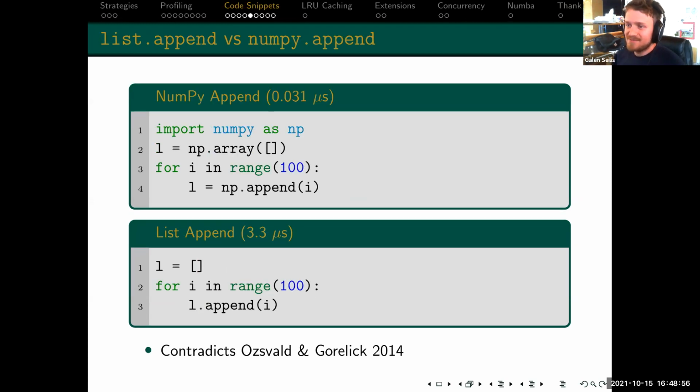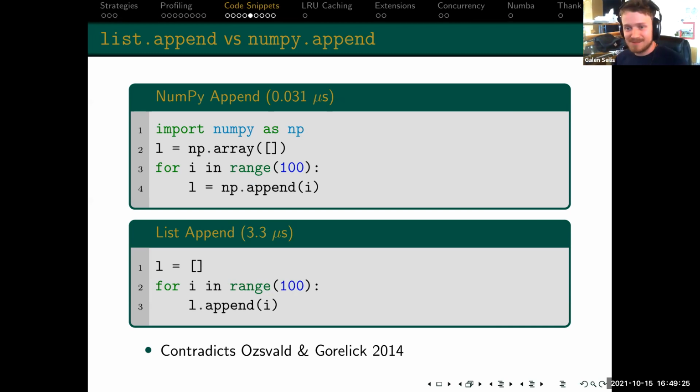All right, list appending versus NumPy array appending. This one actually surprised me because I had read Oswald's and Gorlick's 2014 book, High Performance Python, where they give the opposite advice. They have really good reasoning, but they claim that lists will be better at appending and dynamically building large arrays than NumPy array appending. Ask me later if you want about their reasons for that.